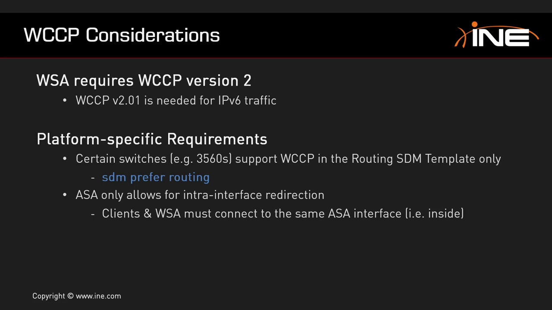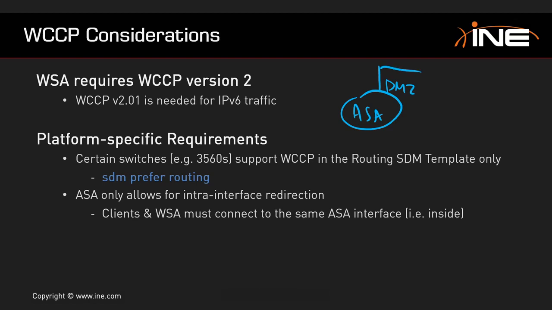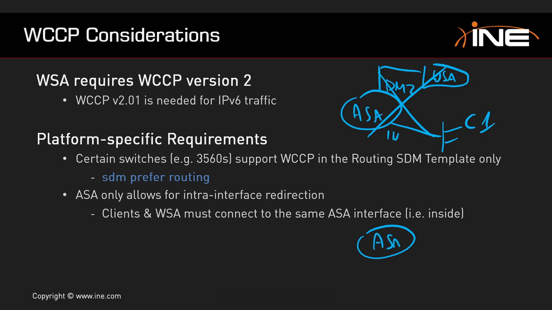So this is going to be an example of intra-interface communication, which is allowed with the ASA, like when our clients and the proxy are connected to the same port. For instance, if my ASA would be connected on the DMZ to the proxy, but my clients were connected to the inside, which is obviously a common setup, this is not going to work for WCCP. The only supported design is going to be when our WSA and clients are in the same zone.